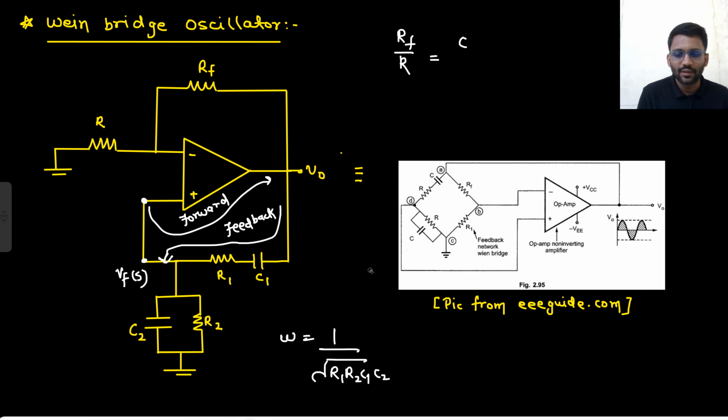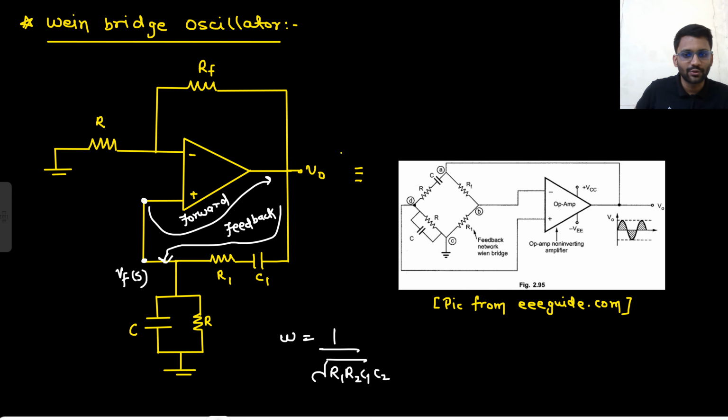Many times people just remember that RF by R should be equal to 2, because in a lot of questions this thing will be given. RC will be given in a lot of questions. But you don't need to remember it.